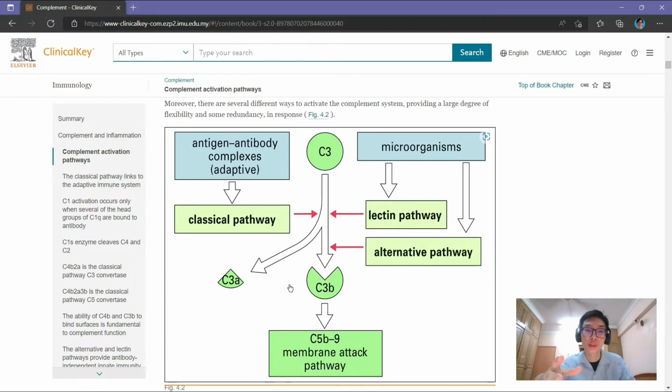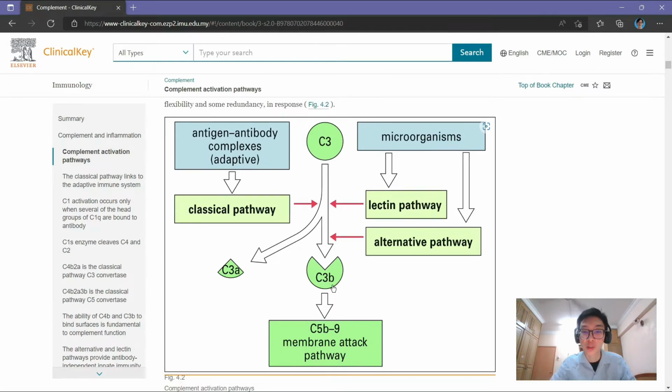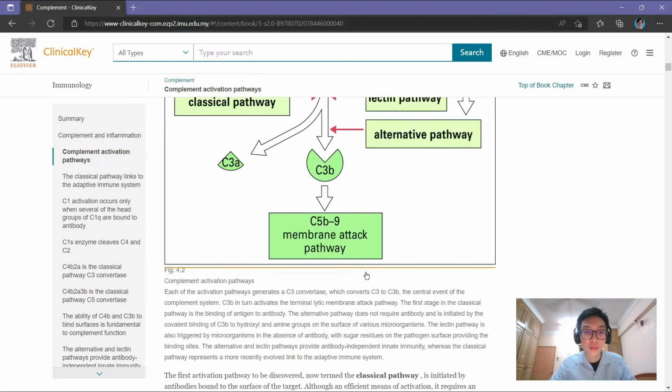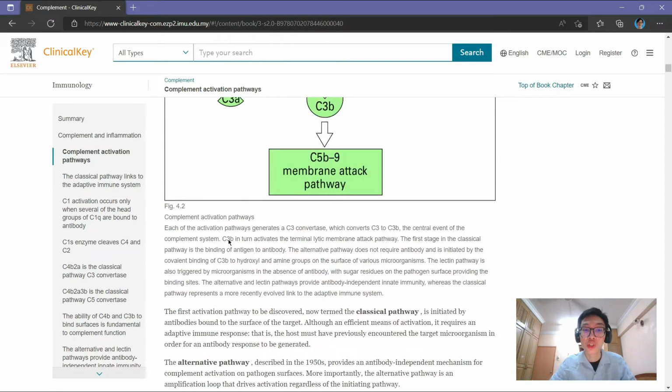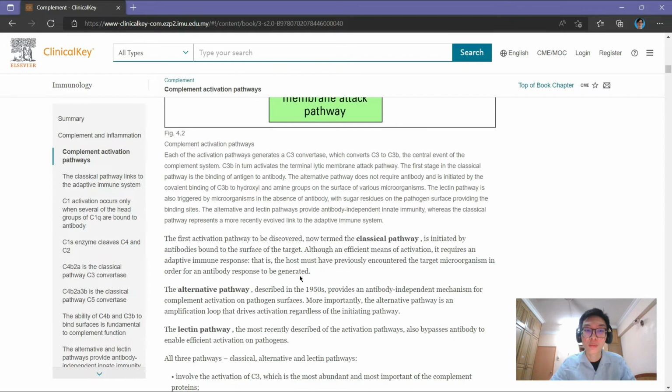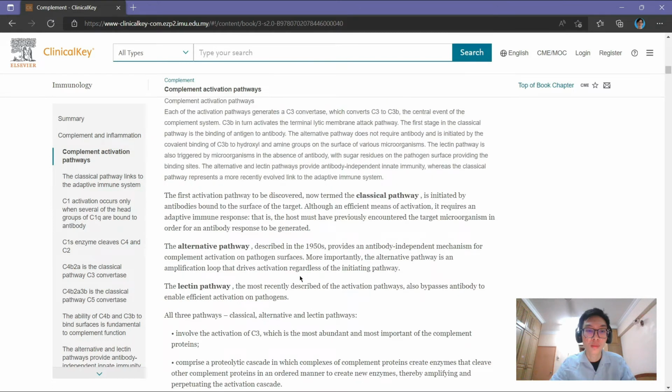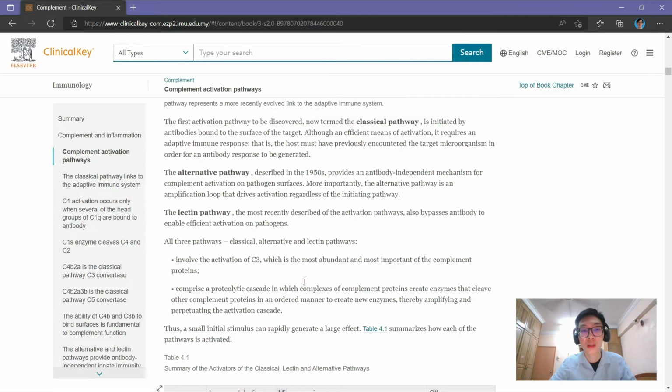You can see C3 can break into C3a and C3b, and then there are the classical pathway, the lectin pathway and the alternative pathway. The classical pathway works for the adaptive antigen-antibody complex, and for the lectin pathway and alternative pathway, we can see they work for microorganisms. And then there are also captions for the pictures explaining, and then the more in-depth explanation in the paragraph.